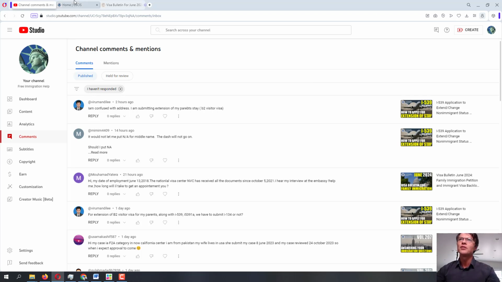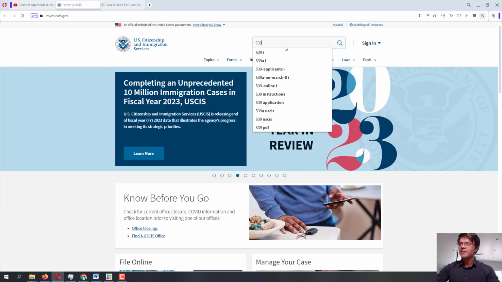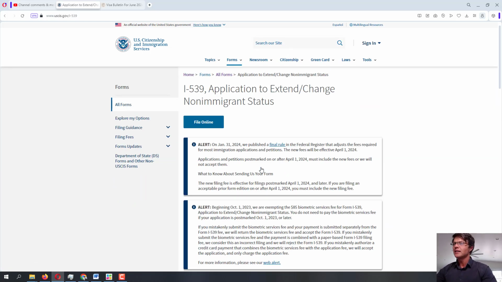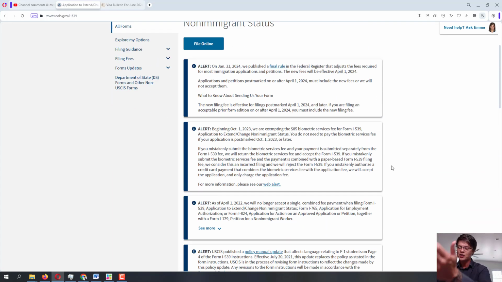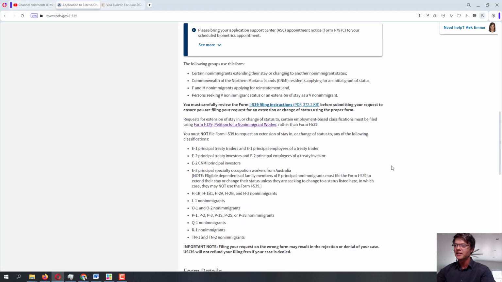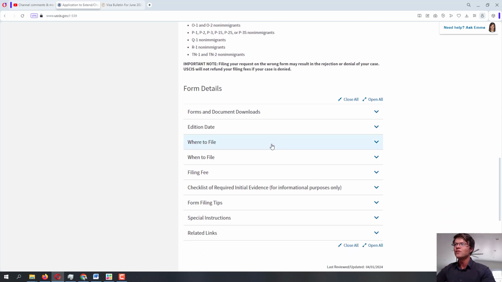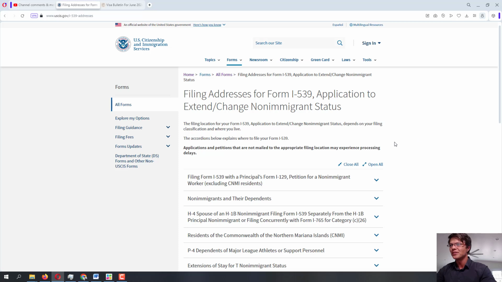So let's take a look at the USCIS official government website for US Citizenship and Immigration Services. Let's find Form I-539 and see what the mailing addresses currently are. This is the official page for I-539. You probably already have the link, but I'll still put it in the comments in case somebody else finds it helpful. So where to file? We're going to be looking right here, at the Form I-539 direct filing addresses. In fact, I'm probably going to put this one instead.